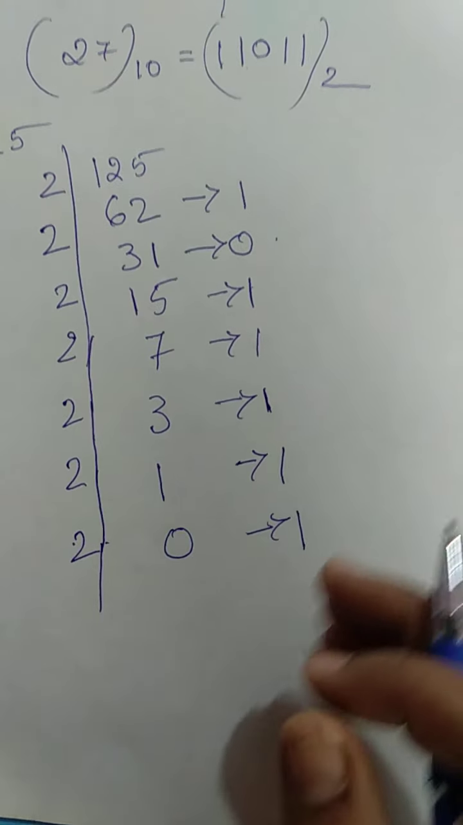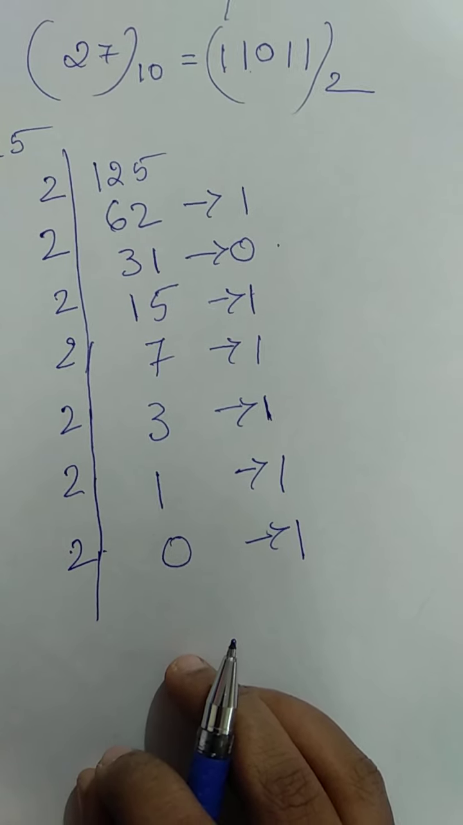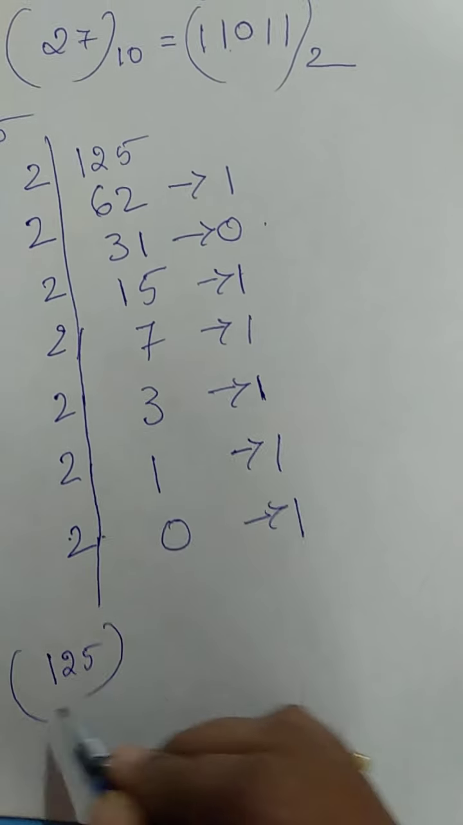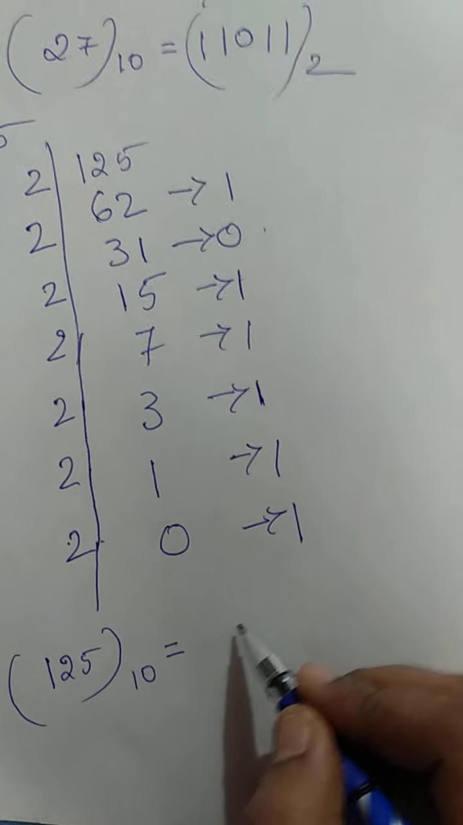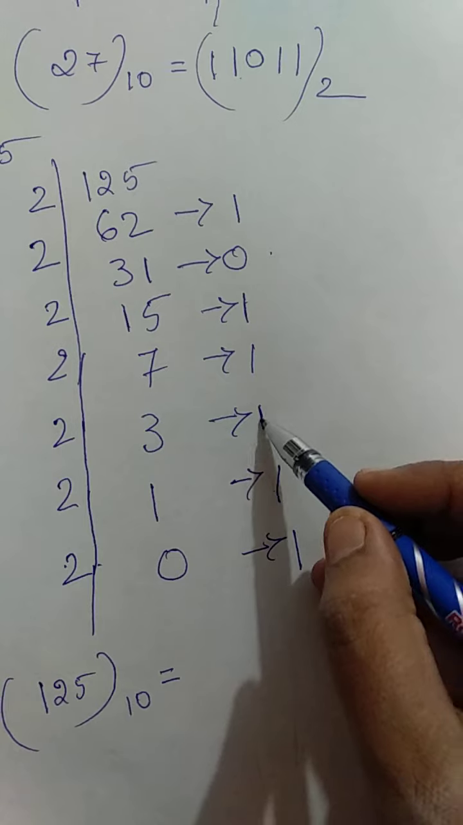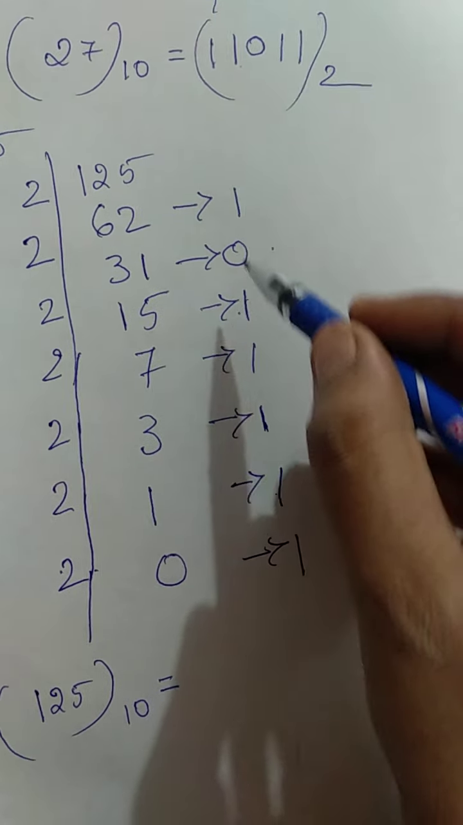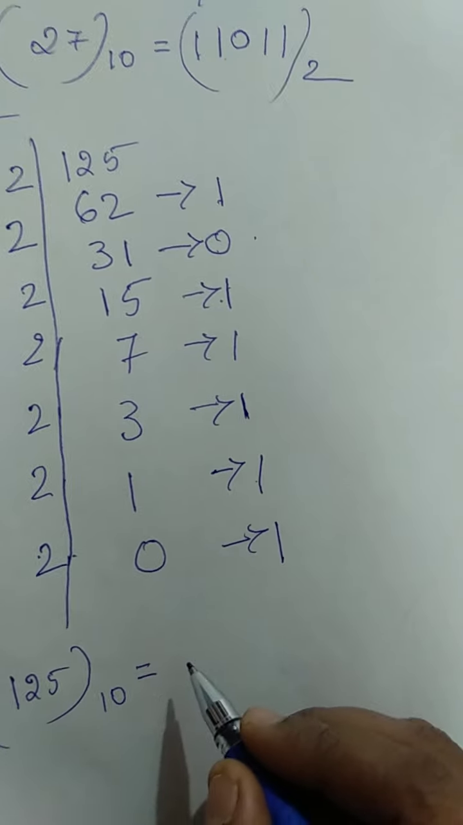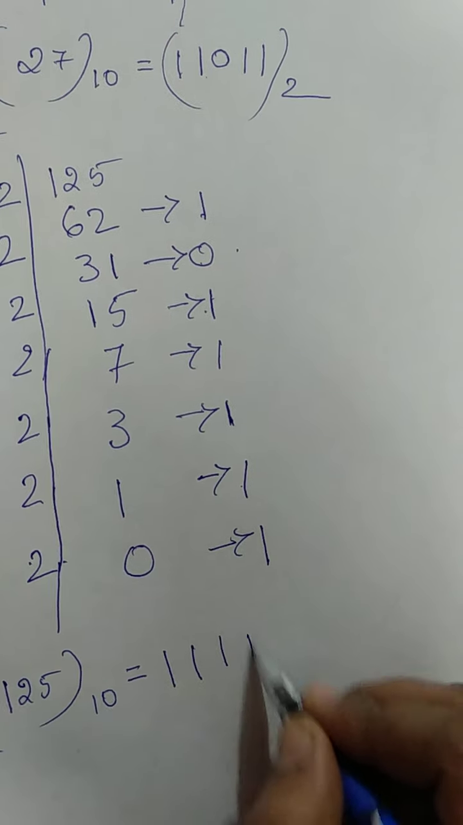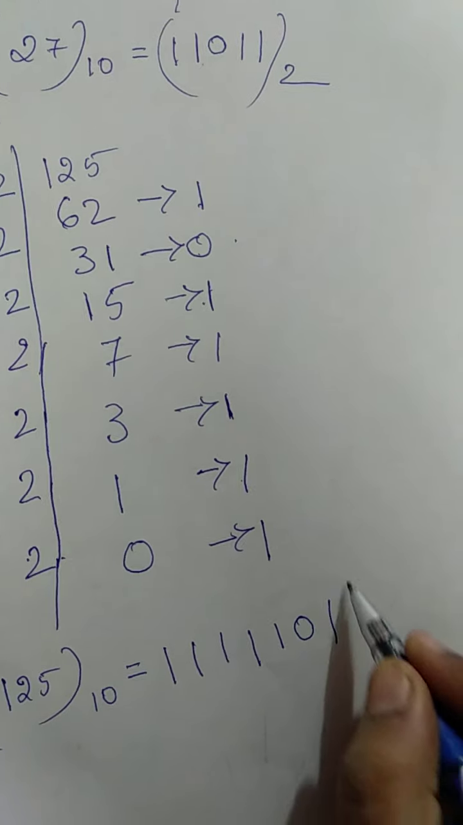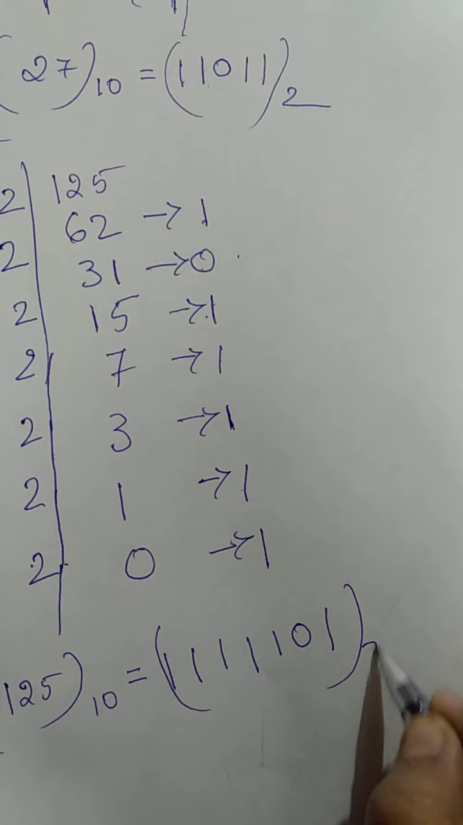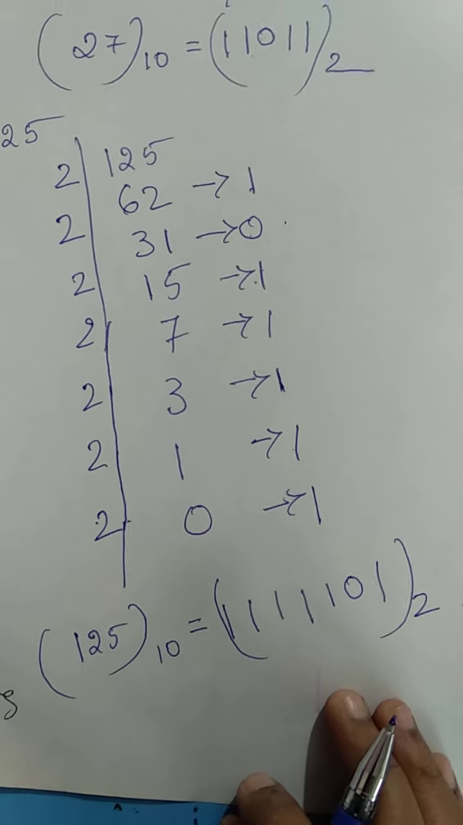Now we have to write the binary in reverse order. For 125 base 10, the binary in reverse order is 1 1 1 1 1 0 1. So we have to write it in reverse order: 1 1 1 1 1 0 1. So this is the binary of 125.